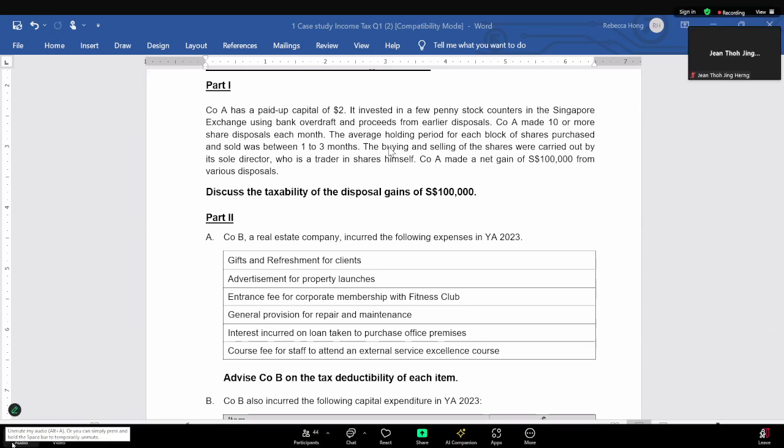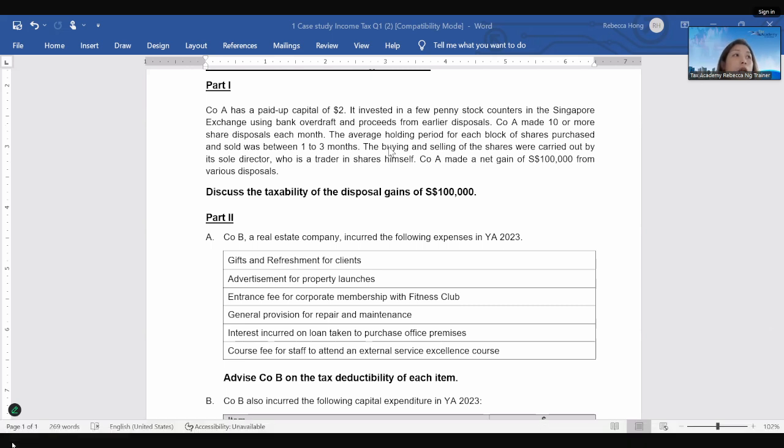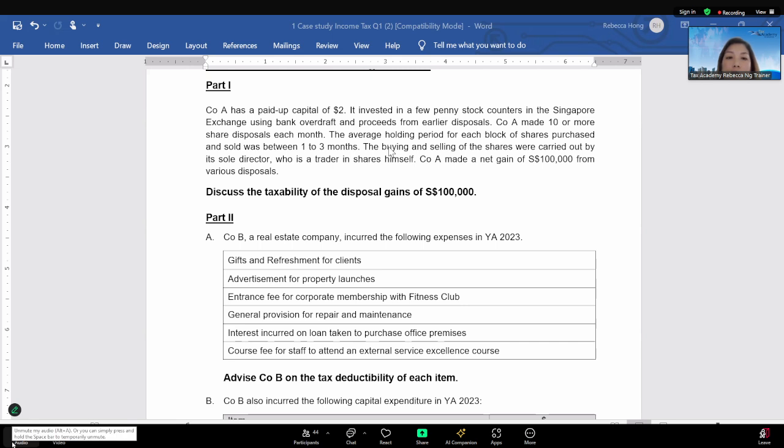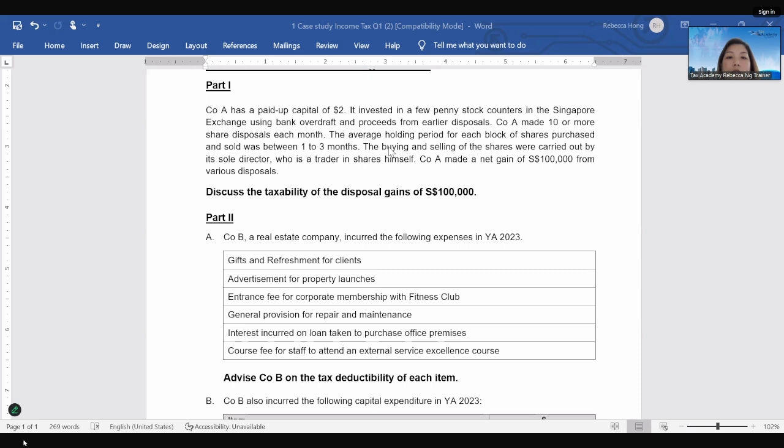So penny stocks are all easily available from the Singapore Stock Exchange and easily tradable. Whether it is buying for resale or long-term investment by itself, we are unable to see, but we can look at other factors. Okay, we look at the length of ownership. So how long did they hold the shares? 1 to 3 months. So 1 to 3 months can suggest that the company is trading. It's very short, right?